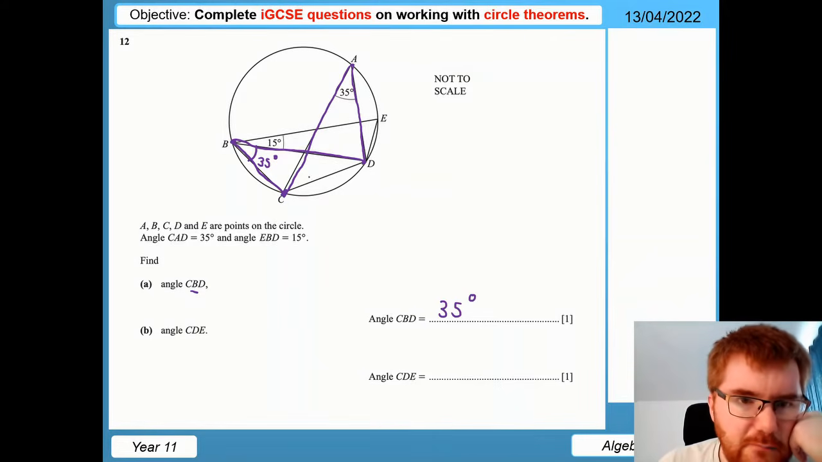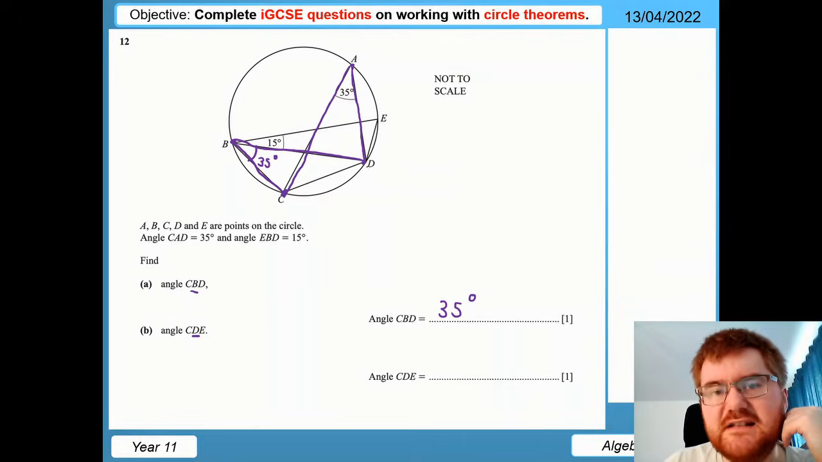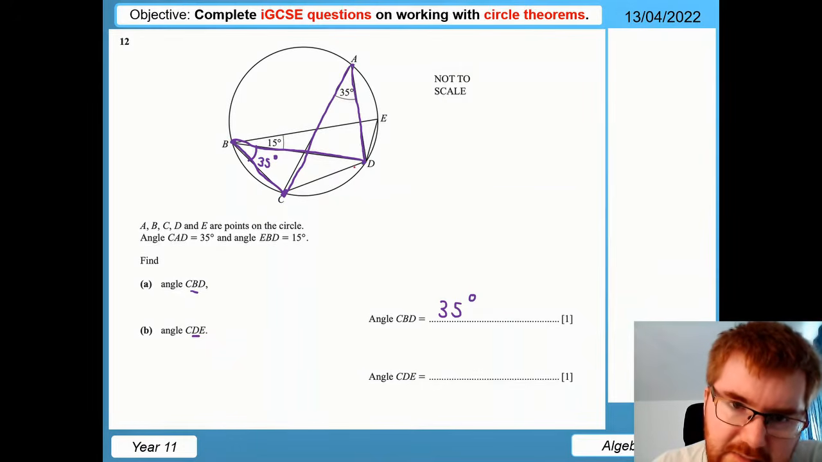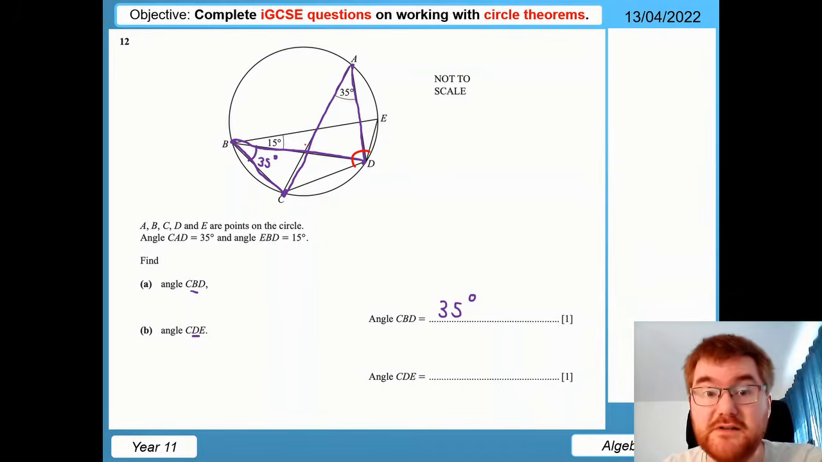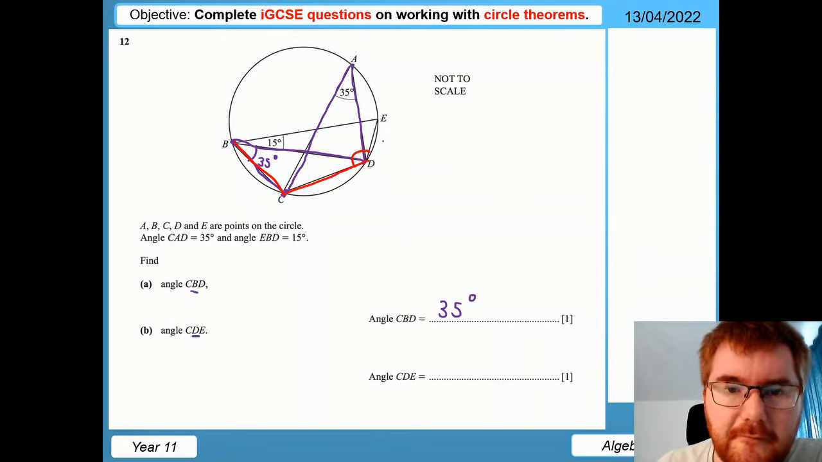Once we've got that, then we need to look for angle CDE. This is where we have to be careful with which angle we're looking for here. Now we know it's a D, but there's a few angles it could be. So that's why we need to be careful. So C to D to E, that's going to be this entire angle here. So this entire angle, the red angle, the obtuse angle, I've just highlighted. And again, this is very similar to the previous question. Again, we've got a cyclic quad.